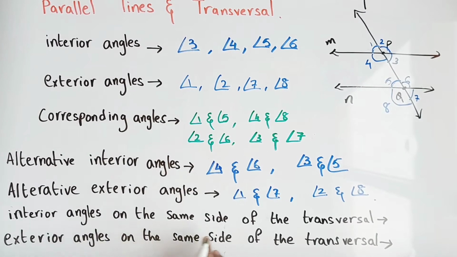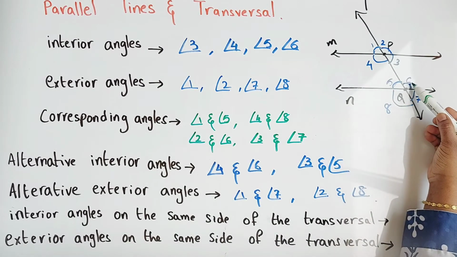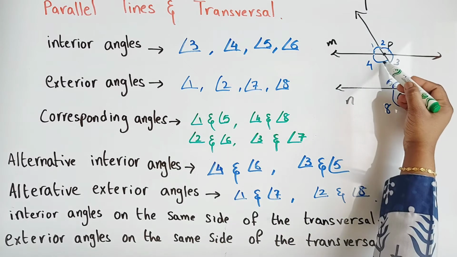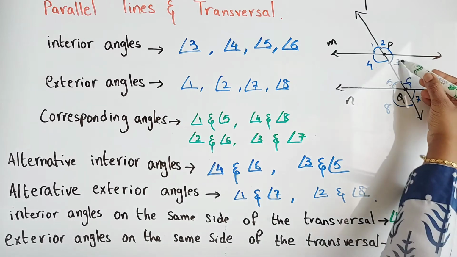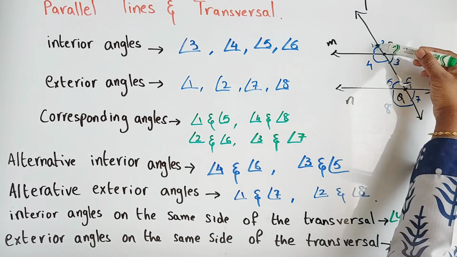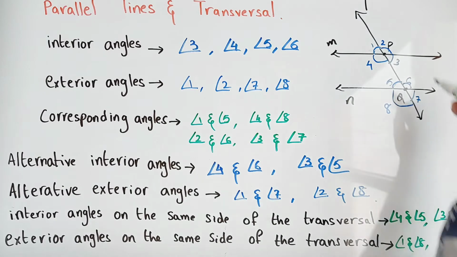Interior angles on the same side of the transversal, children. See angle 4, angle 3, angle 5, angle 6 are interior angles on the same side of the transversal. That means angle 4 and angle 5 is one pair, angle 3 and angle 6 one more pair. Now exterior angles on the same side of the transversal. Angle 1 and angle 8 is one pair, angle 2 and angle 7 one more pair, children.